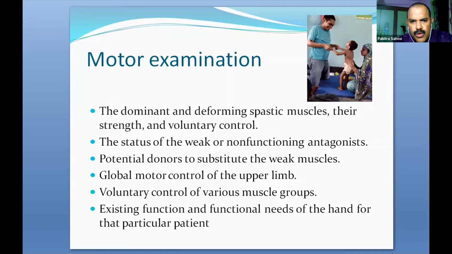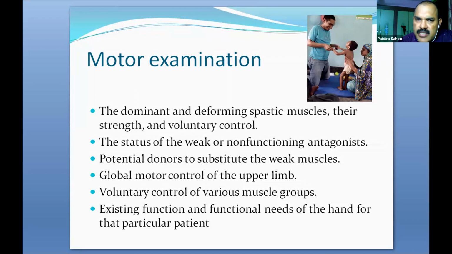So coming to the motor examination part, in motor examination, the dominant and deforming spastic muscles, their strength and voluntary control, must be assessed. The status of the weak and non-functioning antagonist has to be assessed. So both the dominant group of spastic muscles and their voluntary control need to be assessed, and at the same time, the opposite non-functioning antagonist group has to be assessed.